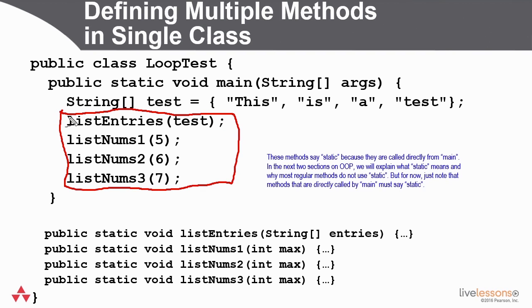So I put all 4 of the function definitions inside the same class loop test, and then I called them from main. I also want to draw your attention to the fact that I declared these methods as static. We'll explain in the upcoming sections on object-oriented programming what static means and exactly why I did this. For now, just very temporarily, take it on faith that if a class is going to call a method directly from main without making a class first, we don't even know how to make classes yet, if main is going to call another method directly, the method that it calls should also be declared static.